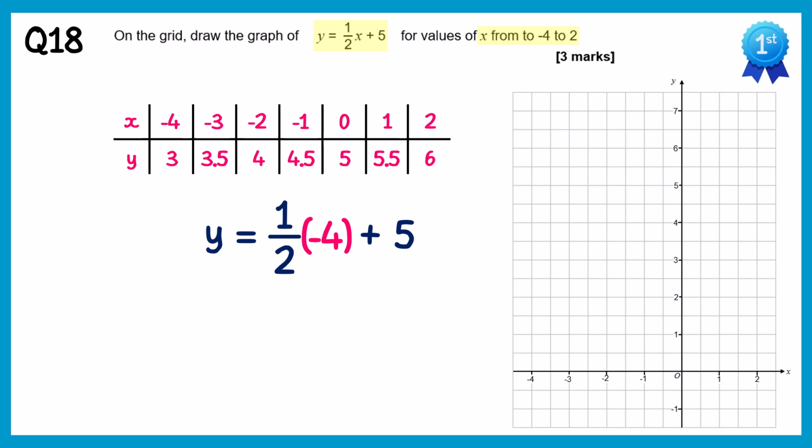Now we need to plot these as coordinates. So the first pair of coordinates is -4 with 3. That point goes here. Then -3, 3.5, which goes here. -2, 4, which goes here. -1, 4.5, which goes here. 0, 5, which goes here. 1, 5.5, which goes here. And 2, 6, which goes here. We then connect these up with a straight line, and that's the question finished.